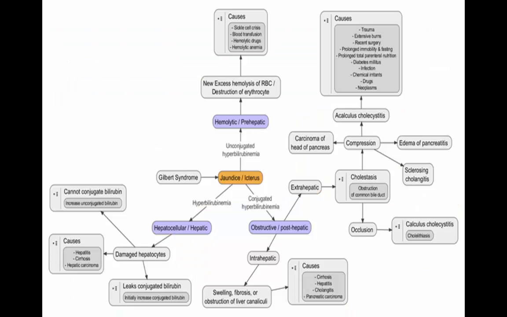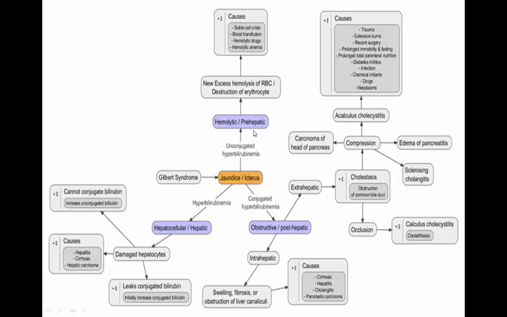Okay, so if you look here, even though this looks very complicated, it is very, very easy to understand. If you have prehepatic, which remember, comes from the vessel, from the heart, from the capillary, think about any disease process that can lyse the erythrocyte and destroy the integrity of the erythrocyte. And that is sickle cell crisis. That's a hemolytic type of anemia. Any drug that could lyse the erythrocyte, any type of hemolytic anemia, including G6PD deficiency, or excessive blood transfusion. So that would be unconjugated hyperbilirubinemia.